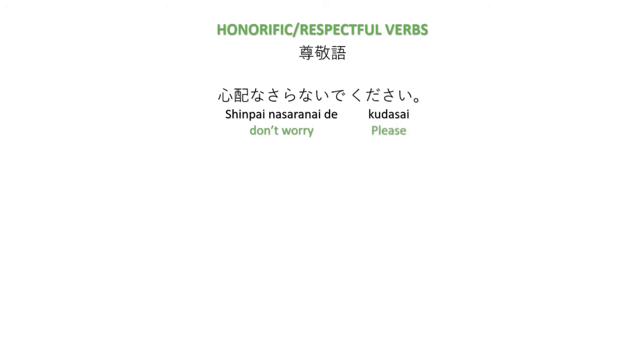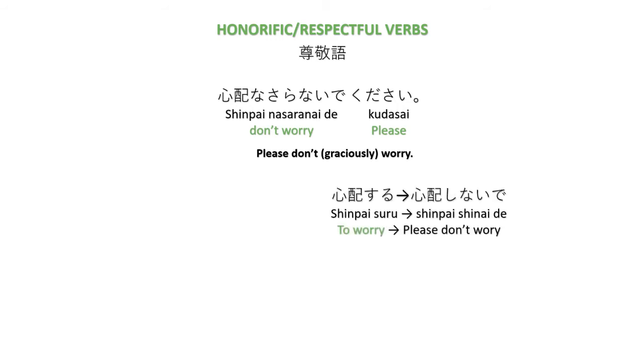Shinpai nasaranai de kudasai. Please don't worry. Here, shinpai nasaranai de comes from shinpai suru, to worry. So instead of using shinai, the casual negative present form of suru, we use nasaranai in place of suru. Nasaru. So nasaranai de kudasai. We replace suru totally and use nasaru. Okay?